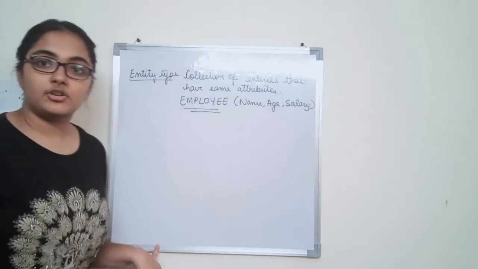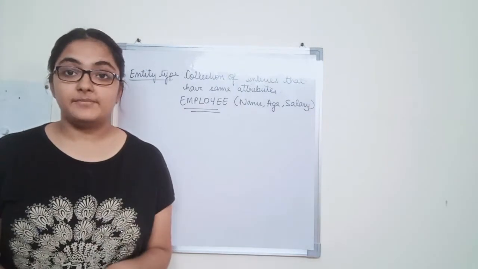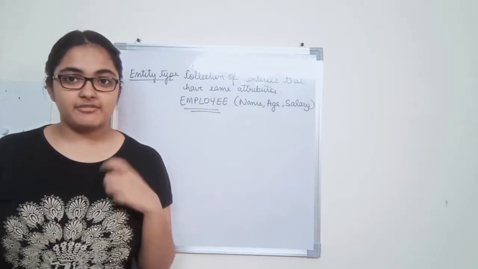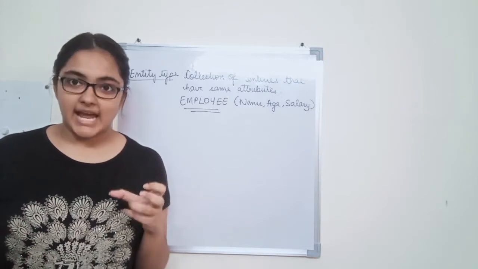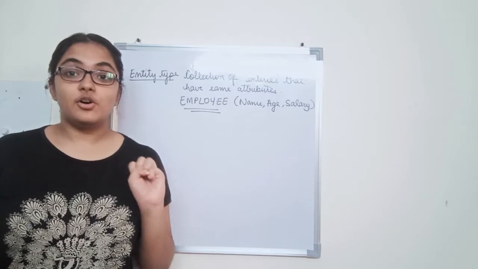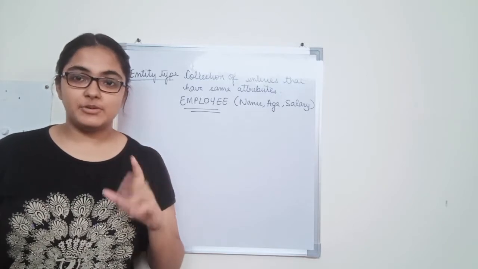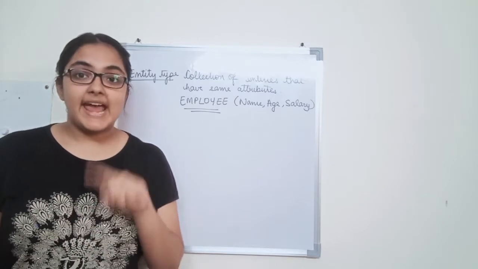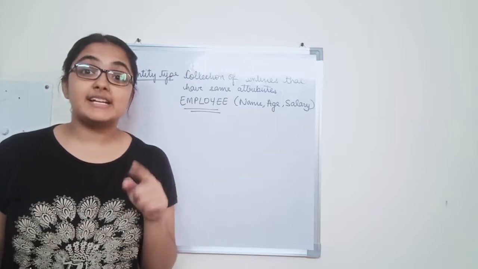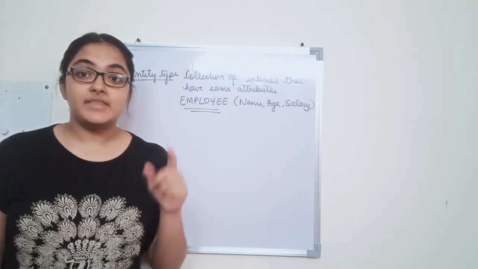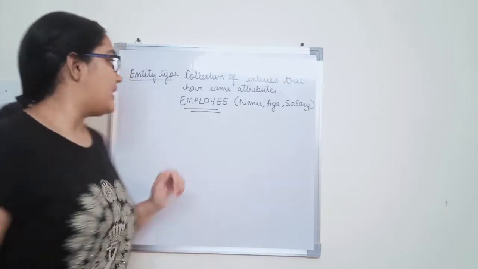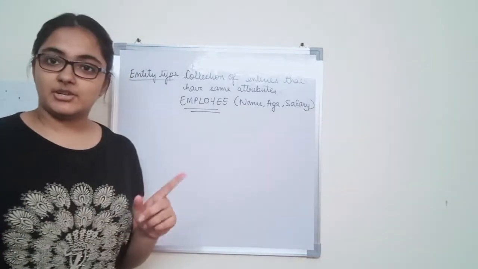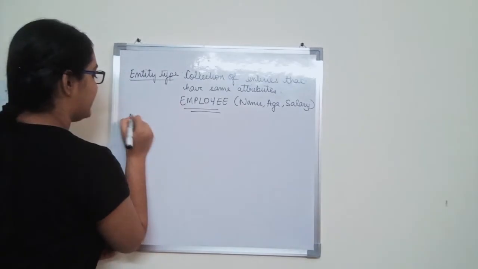Next thing that we are going to talk about is entity set. An entity set is a collection of entities of a particular entity type at a particular time in the database. So what is the difference between entity type and entity set? Entity set is a collection of entities at a particular time in the database, and entity type is the collection of entities that have the same attributes. I will give an example after which it will be clear. Let me write the definition first.